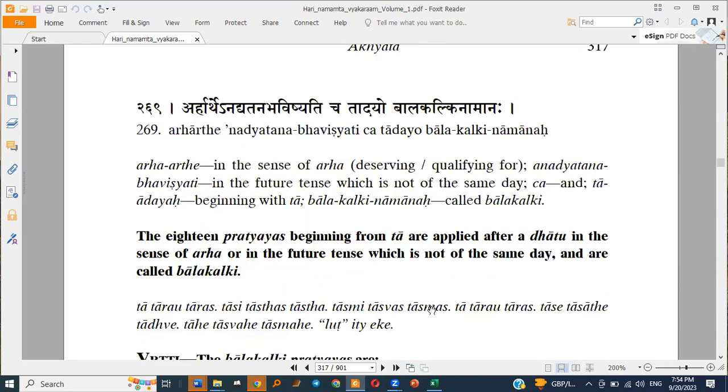Then the next pratyas are moving towards the future tense now. Arharthe Natvitanam Krishyati Cha Tadayo Balakalki Namana. So the 18 pratyas from Ta onwards are applied after dhatu in the sense of arha. Arha means deserve, someone who is capable of doing any activity, any verbal action. Or in the future tense, which is not of the same day, just like Deshwara for the past. So it is called Balakal.